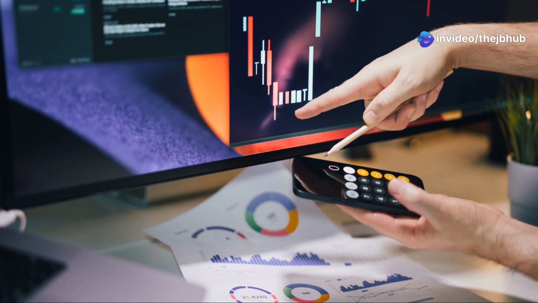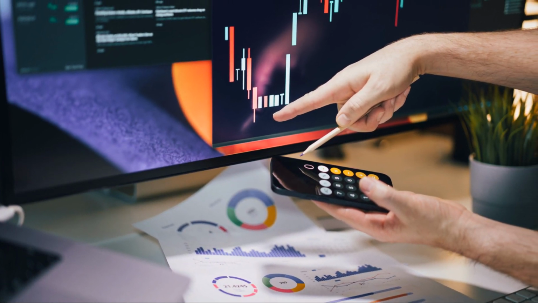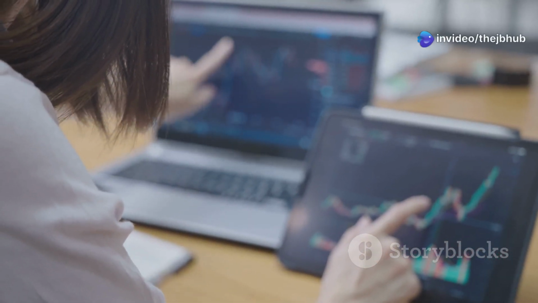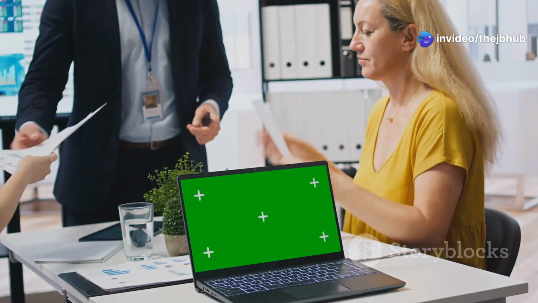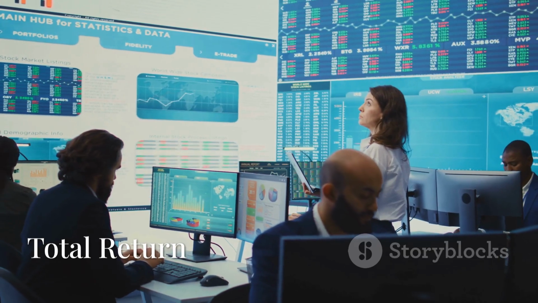Now, when it comes to measuring return, many investors look at their investment return in relation to the amount of risk they're taking on, while others might compare their returns to a specific benchmark they've chosen. In this section, we're going to take a look at some of the more popular ways people measure return.